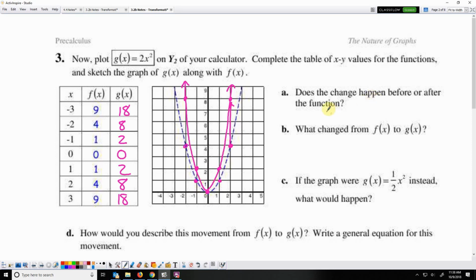Now, does this change happen before or after the function? By order of operations, the squaring happens before the multiplying. So the change happens after the squaring function. Okay, what changed? The y values doubled, because we multiplied by 2. Okay? So what that really means then is the output was stretched.